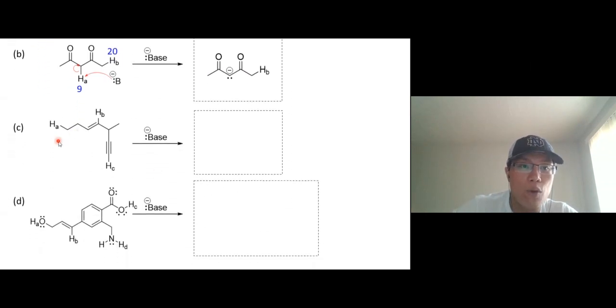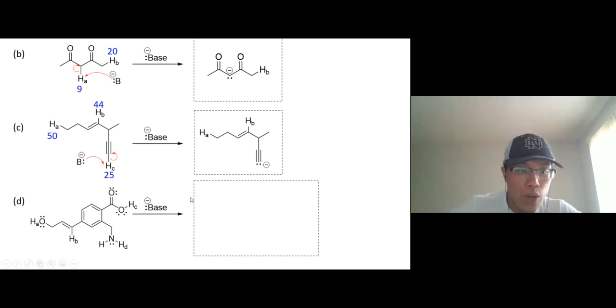This should be easy for you. We have alkane, alkene, and alkyne. Alkane 50, alkene 44, alkyne 25, and the most acidic proton is HC. So we're going to abstract the proton from HC. The lone pair goes up to the carbon. Ta-da! Like that.